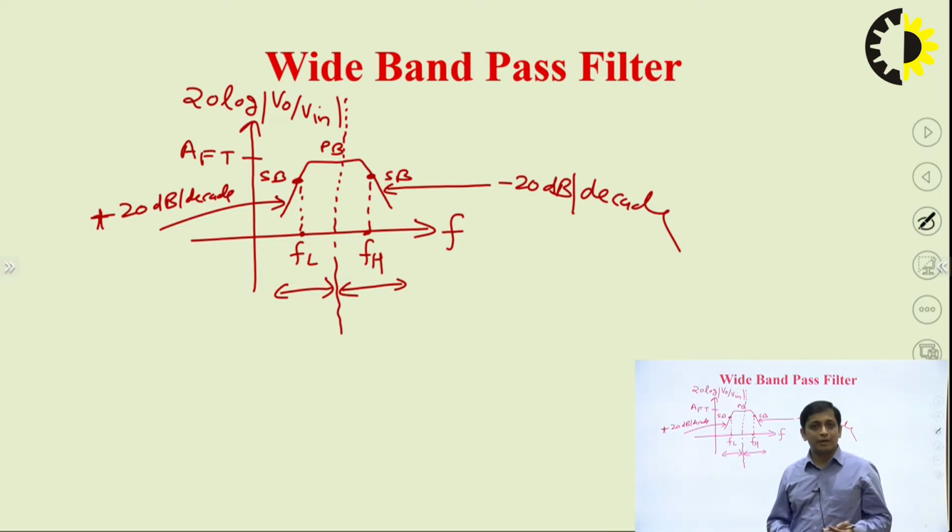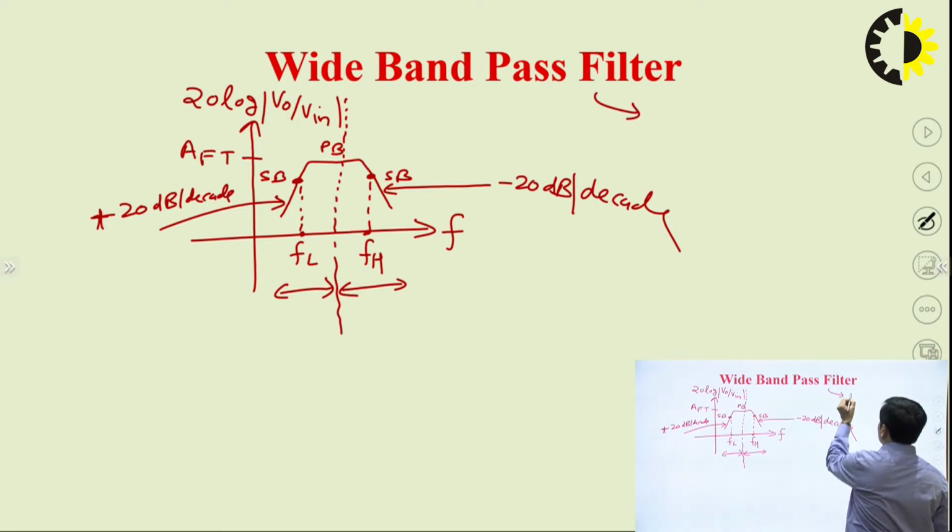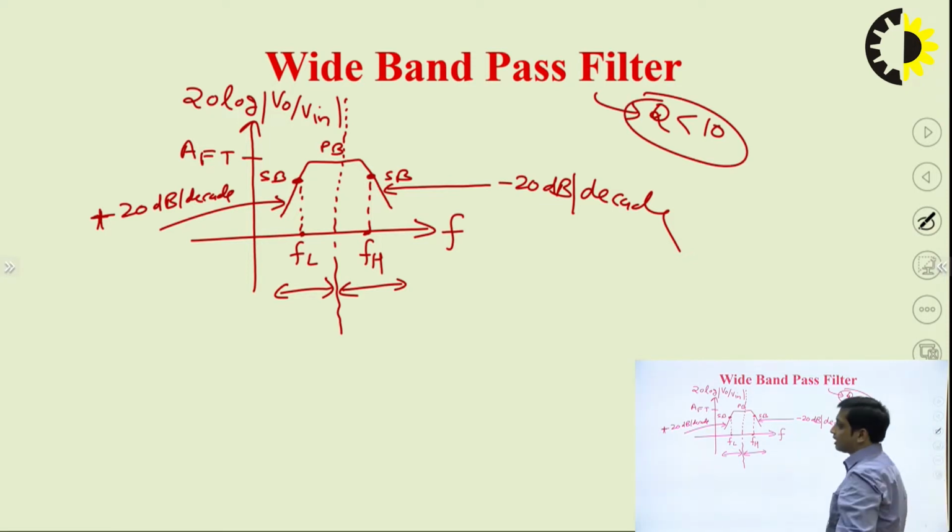One is the wide band pass filter that I am discussing here, and the other one is the narrow band pass filter. There is one division line for wide and narrow band pass filters. For a wide band pass filter, the quality factor Q is less than 10. For a narrow band pass filter, the quality factor Q is greater than 10.